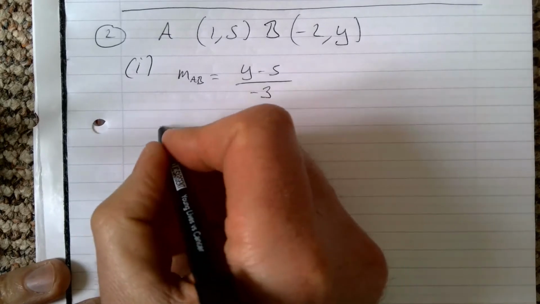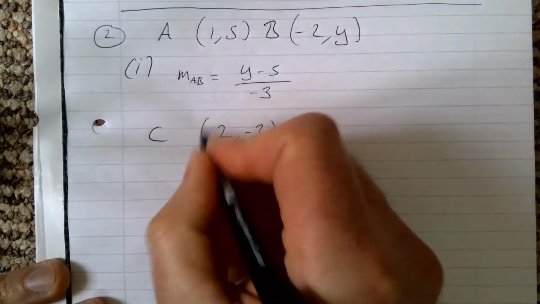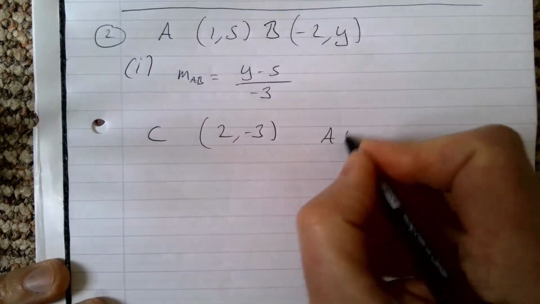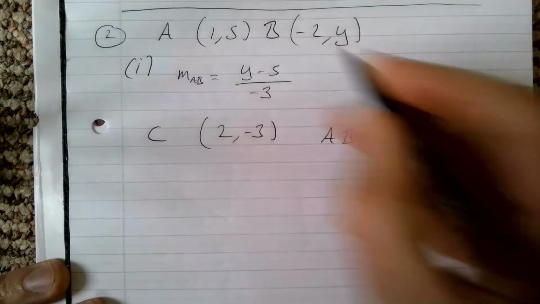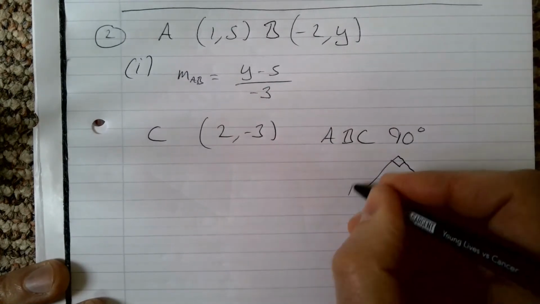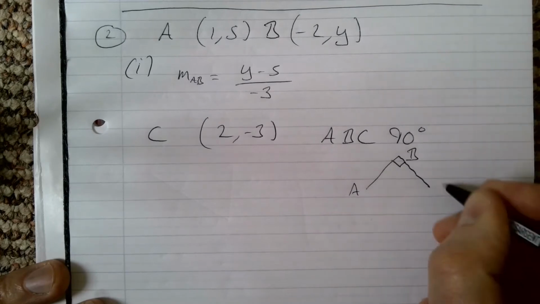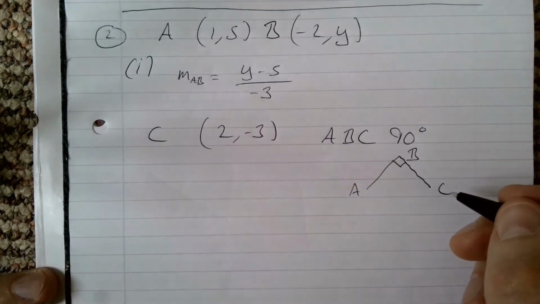It then says that the point C has coordinates (2, -3), and that angle ABC is 90 degrees. So B is the point kind of in between. It's going to look something like that. So we have A, and we have B, and we have C. Find the possible values of y.